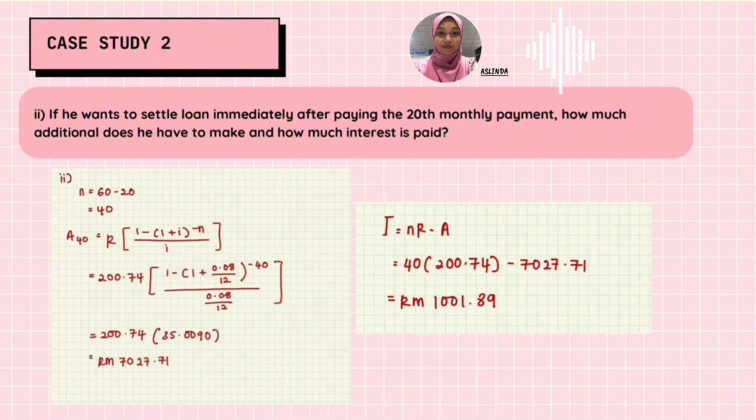7,027 and 71%. And for the interest, we need to use the formula I = NR - A. So N is 40 multiplied by 274% minus 7,027 and 71%. Calculate the answer, we can get RM 1,001 and 89%.